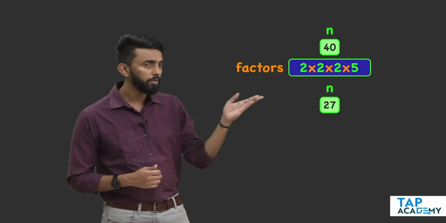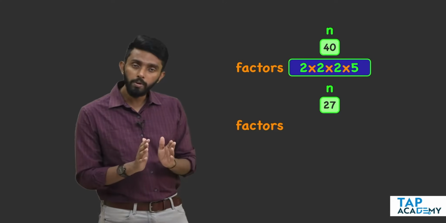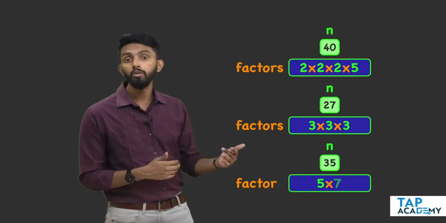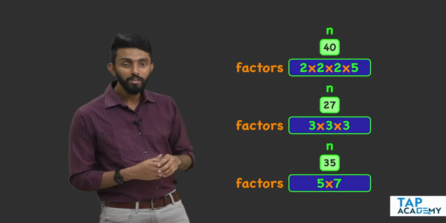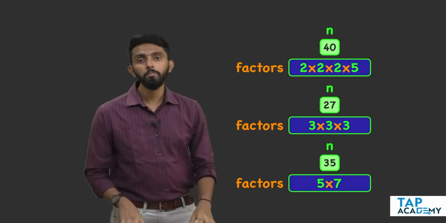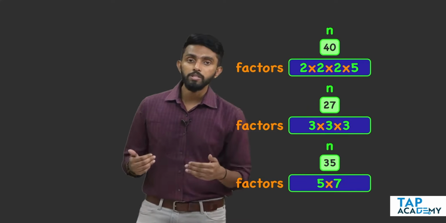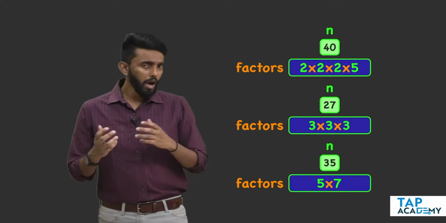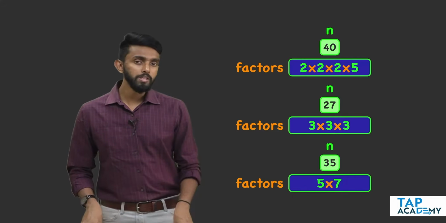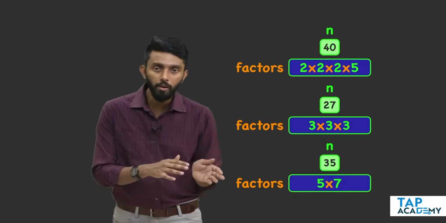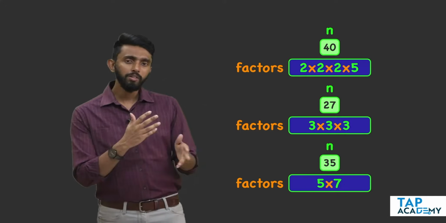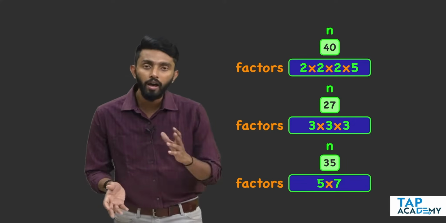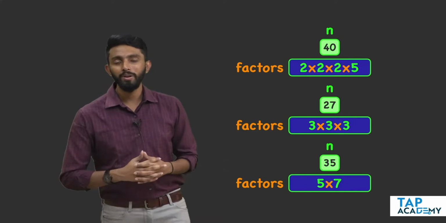27 is another example. Factors can be represented purely as prime numbers in the form of 3 into 3 into 3. Would you agree with me? 35 is 5 into 7, which means definitely every number can be represented as prime factors. Of course, other than prime numbers themselves, because there, it will just be the number and 1 itself, but that's okay. All other composite numbers definitely can have prime factors. I hope you're able to think.